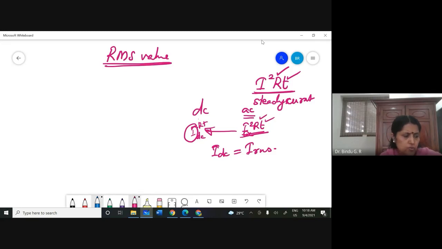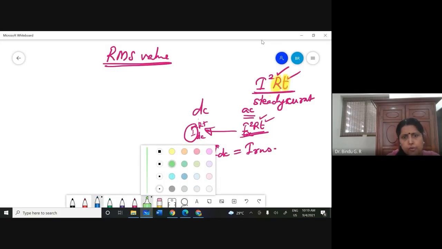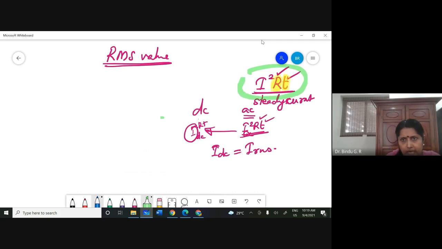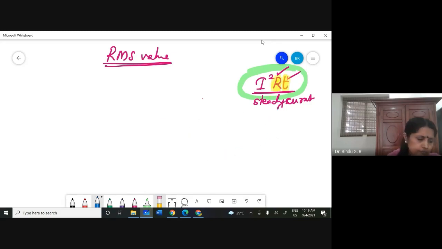which, when flowing through a given resistance for a given time, I squared RT, produces the same amount of heat as produced by the alternating quantity when flowing through the same resistance for the same time.